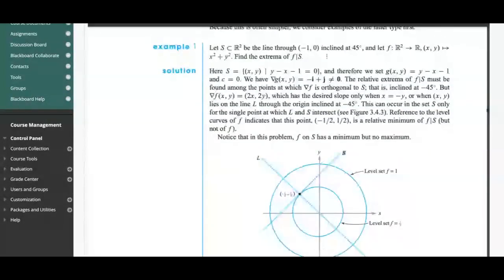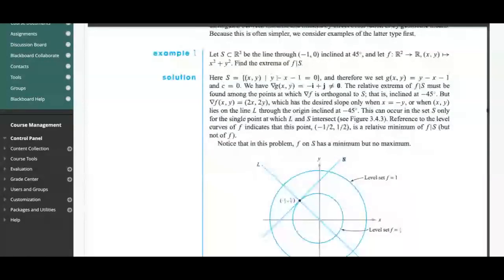And we can write the equation for the level set: y equals x plus 1. Because we know the slope is 1 and we are given this point, we can use the point-slope formula to write the line equation and simplify it to this. So this is a level set. And out of this level set, we can manufacture the function g: g of x comma y equals y minus x minus 1.